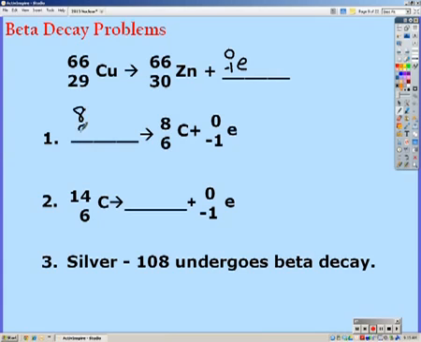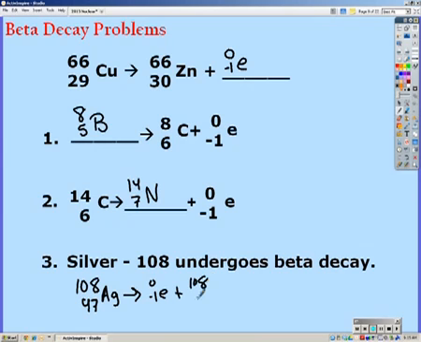Okay, for the first problem, you should have gotten 8, 5 B. 6 minus 1 gives you 5. Second one, 14, 7 nitrogen. And the bottom one, silver 108. Silver has an atomic number of 47. It gives off a beta particle and turns into 108 on top and 48 on bottom. 48 is element cadmium.